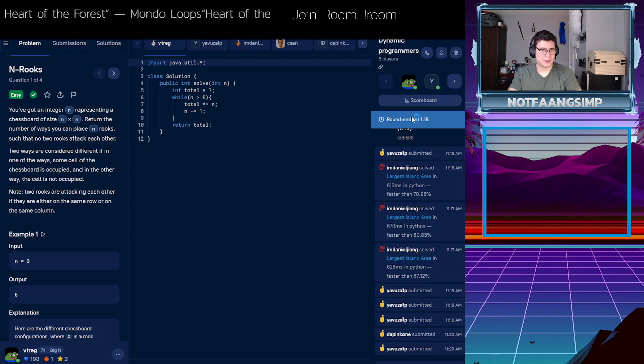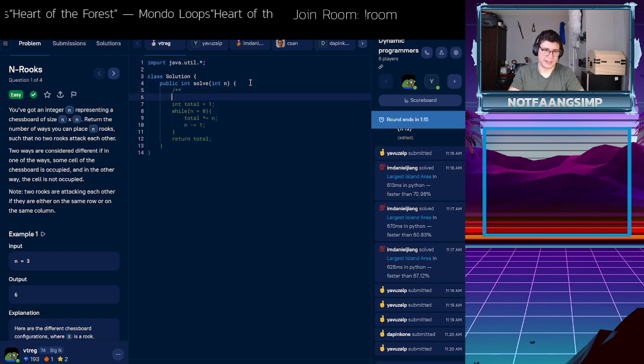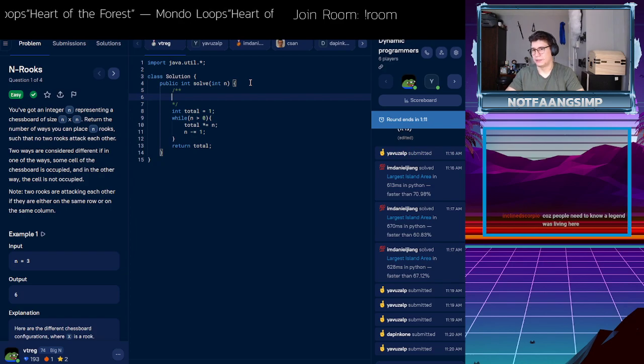Okay, so nrooks, let's look at time and space complexity for this. If there was a built-in factorial function, if there was a way to do factorials in O of 1, it would be O of 1.